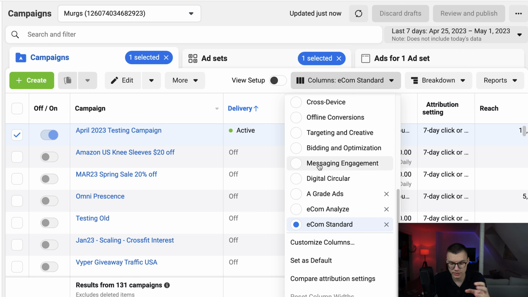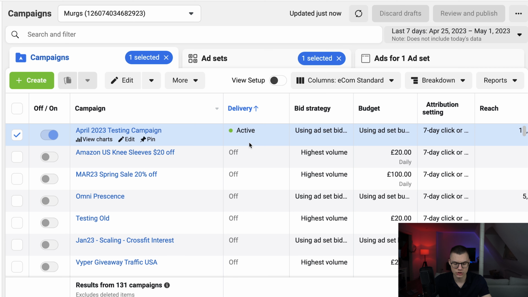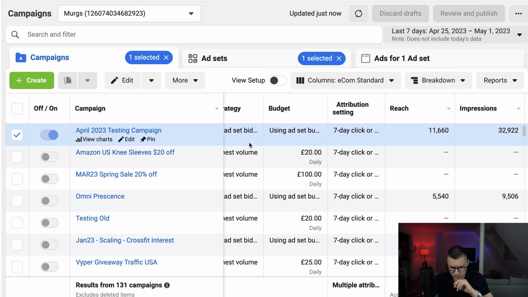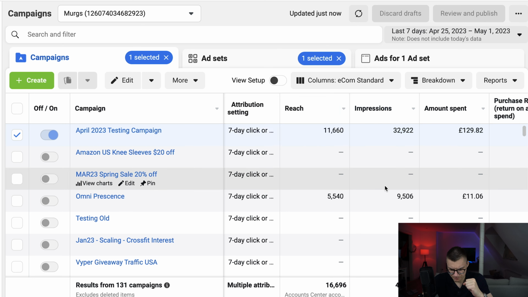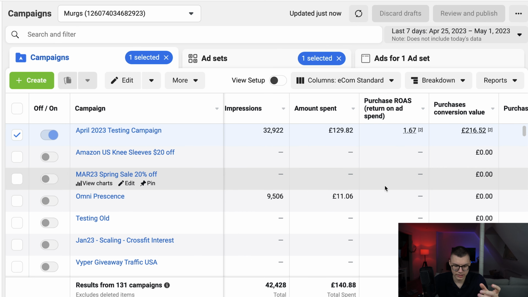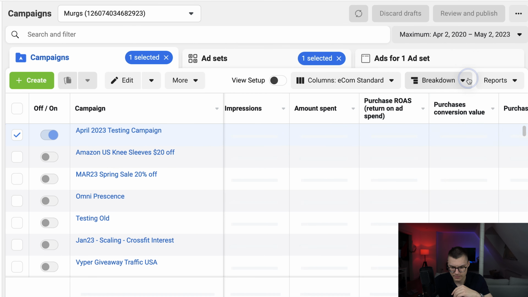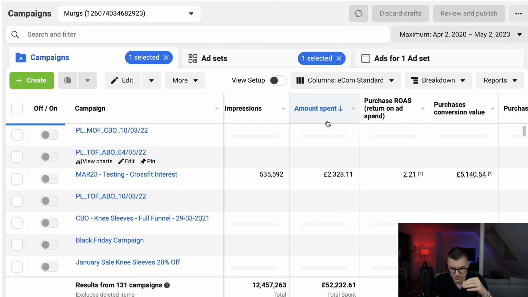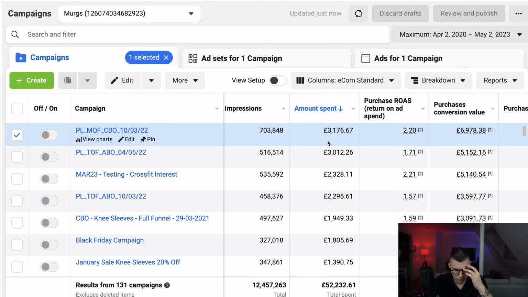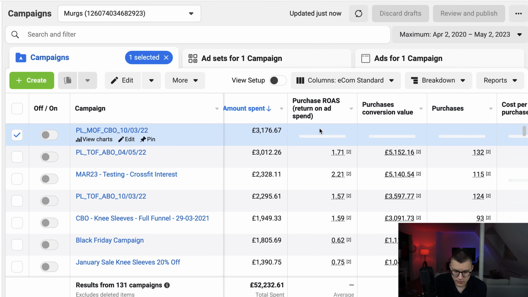I'm going to walk you through each one of these so you can simply copy them and apply them to your own dashboard. Starting at eCom standard, this is the standard dashboard which I look at most of the time. We have reach, impressions, and then the interesting part, amount spent: how much did we spend on this particular campaign or ad. You can set this to maximum and sort this by amount spent so you can take a look at some more data. Then we have the ROAS, which is the most important number to most advertisers out there.